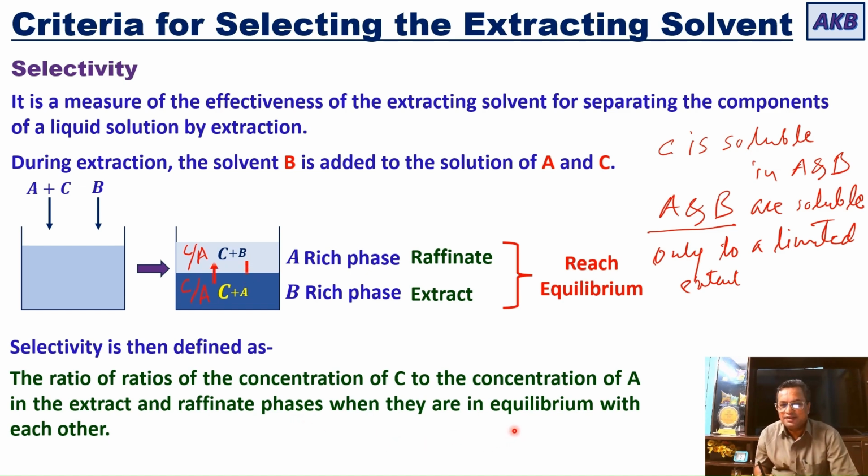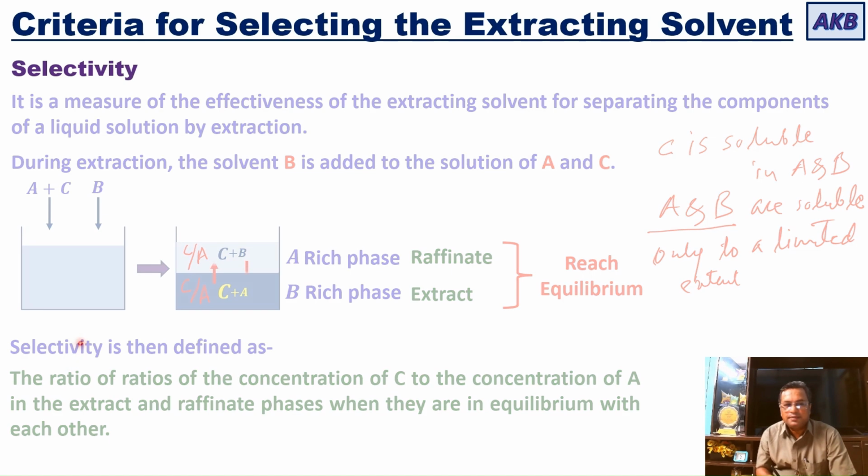Are you understanding it? We are talking about the ratio of concentrations of C to A in each phase, raffinate and extract, when they are in equilibrium with each other. And this ratio of ratios is called selectivity. We are going to write a mathematical equation for that. Then you'll understand it. We will know how to write an equation for the selectivity.